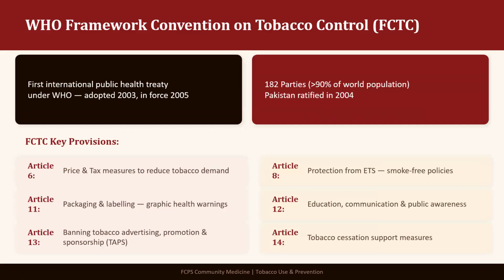The WHO Framework Convention on Tobacco Control is the first international public health treaty under the WHO, adopted in 2003 and in force in 2005. Pakistan ratified it in 2004. The key prevention measures include Article 6, price and tax measures to reduce tobacco demand; Article 8, protection from environmental tobacco smoke through smoke-free policies; and Article 11, packaging and labeling with graphic health warnings.